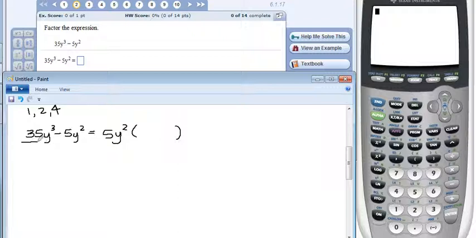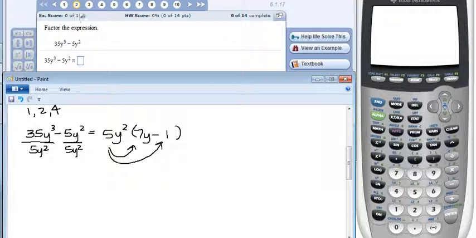Now I'm going to divide each one of these by 5y squared. 35 divided by 5 gives me 7. Y cubed divided by y squared gives me y. I match my sign. 5 divided by 5 is 1. Y squared divided by y squared is 1. Remultiplying, I get 35y cubed minus 5y squared. That's what I started with.